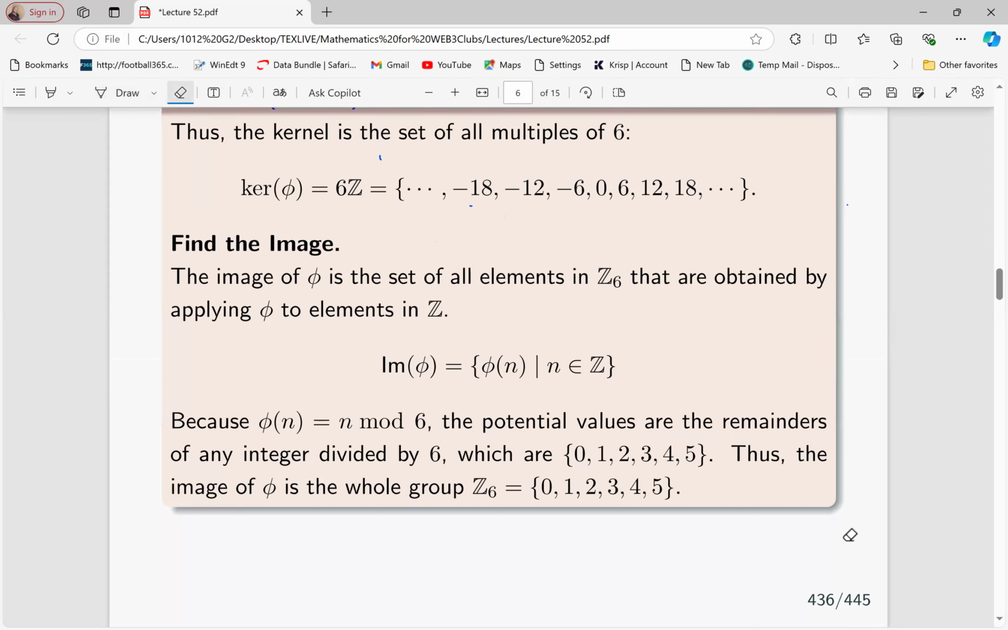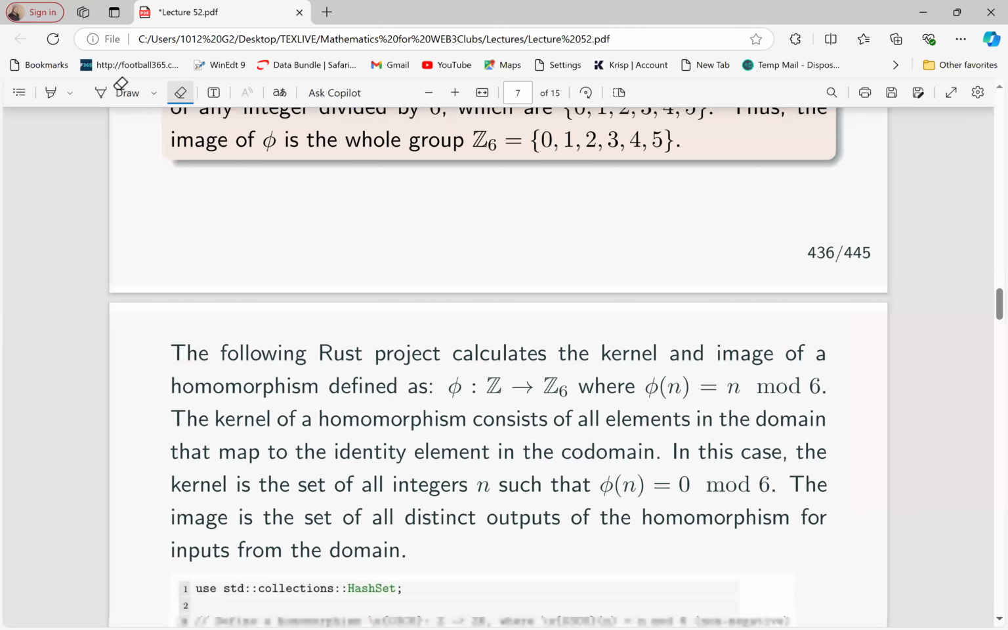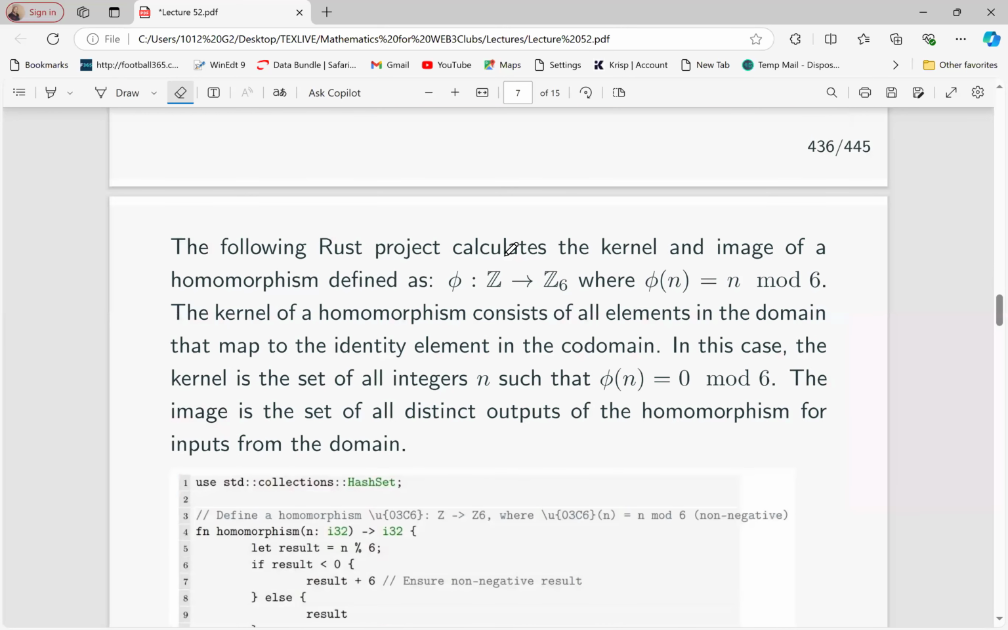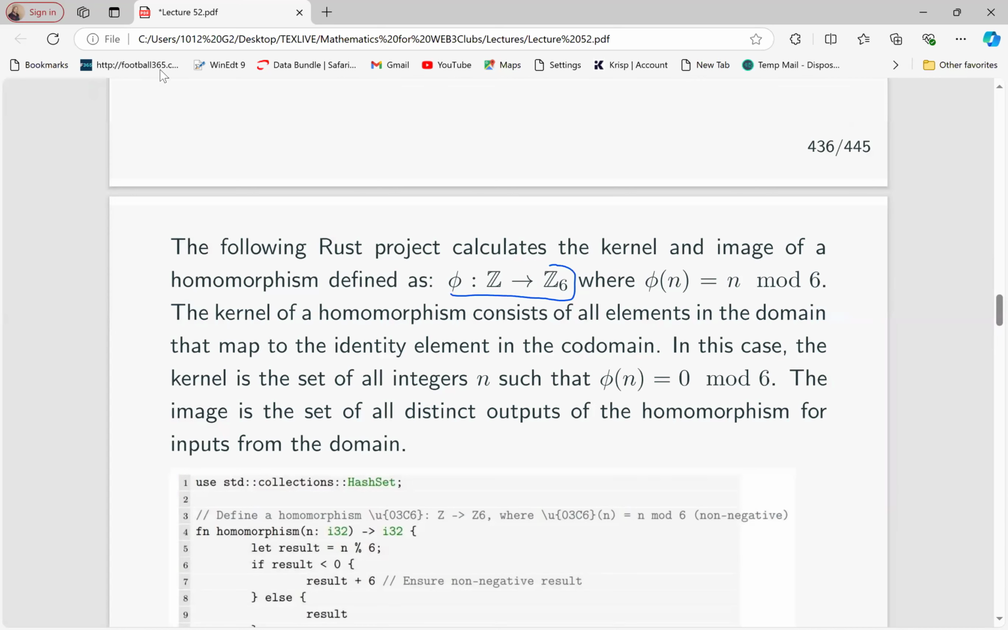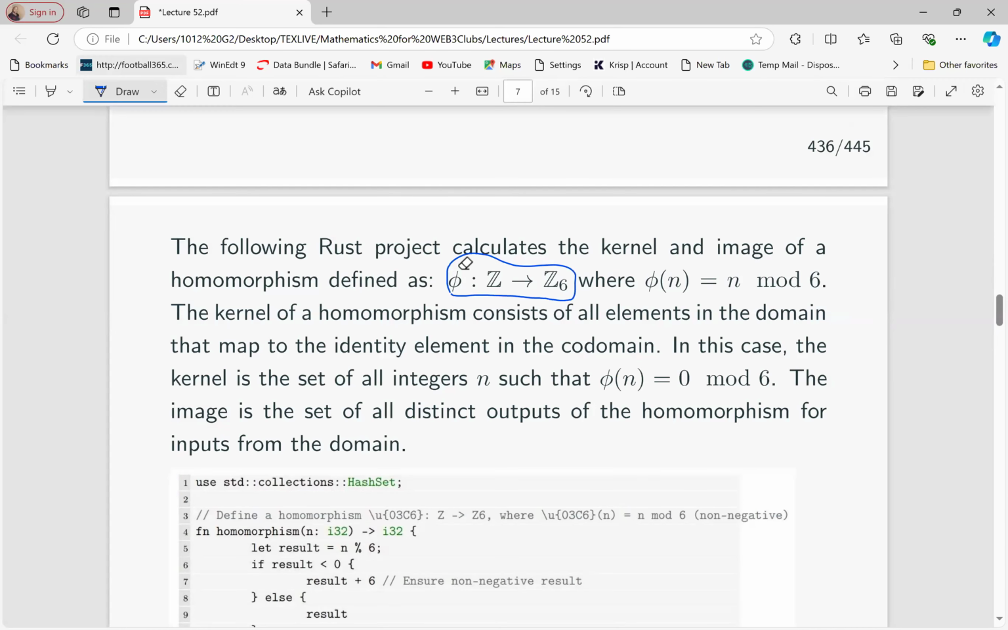We can have so many examples to illustrate that. But first of all, I want us to look at the Rust code that will give us the kernel and the image at the same time if you are given a question of this type, where Z is mapping elements to Z6. You can modify this and use any number instead of 6, and it will still give you the results.